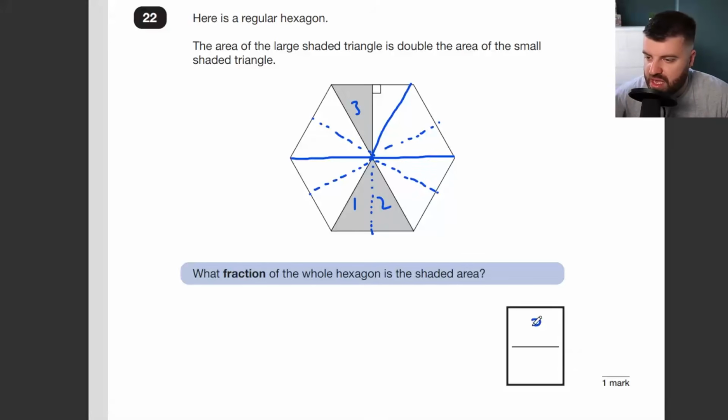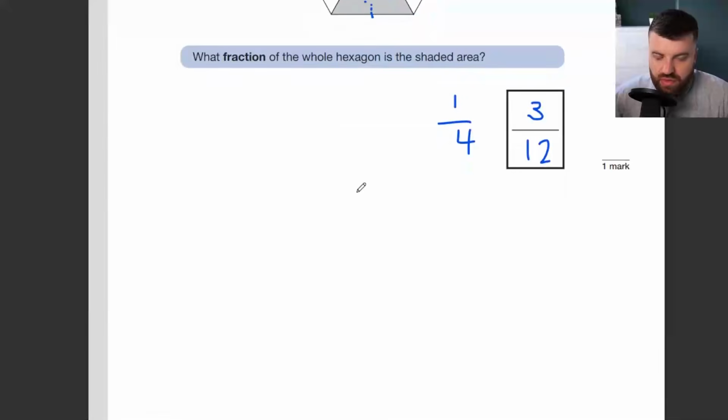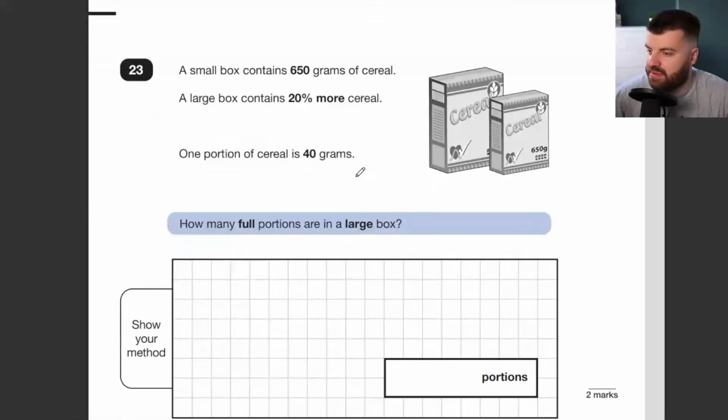So we put 3 as our numerator. How many of these small parts are there in total? Well, we know it's a 6-sided shape, and each side has 2 spaces, so it's 12 in total. You could put also 1/4 if you wanted to. So you can count that to make sure. 1, 2, 3, 4, 5, 6, 7, 8, 9, 10, 11, 12. 3 out of 12, or 1/4 of that shape was shaded.